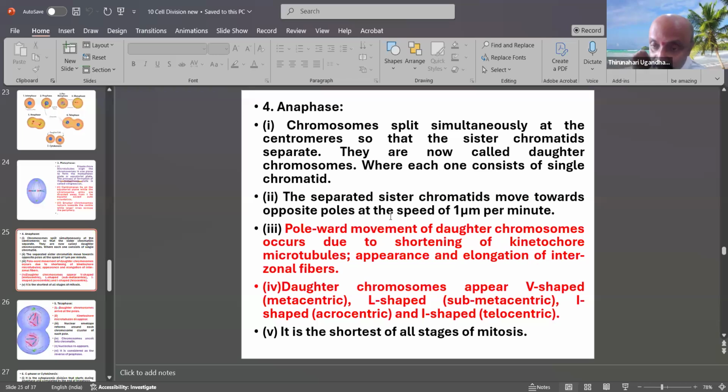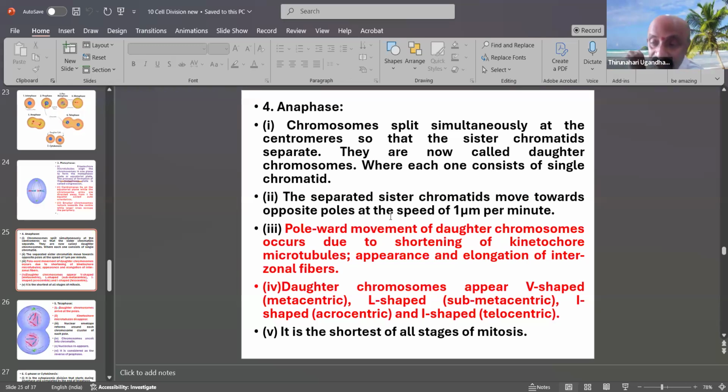The separate sister chromatids move towards opposite poles at the speed of 1 micron per minute. The daughter chromosomes pass towards the opposite poles of the cell. The poleward movement of daughter chromosomes occurs due to the shortening of the kinetochore microtubules and the appearance and elongation of interzonal fibers.